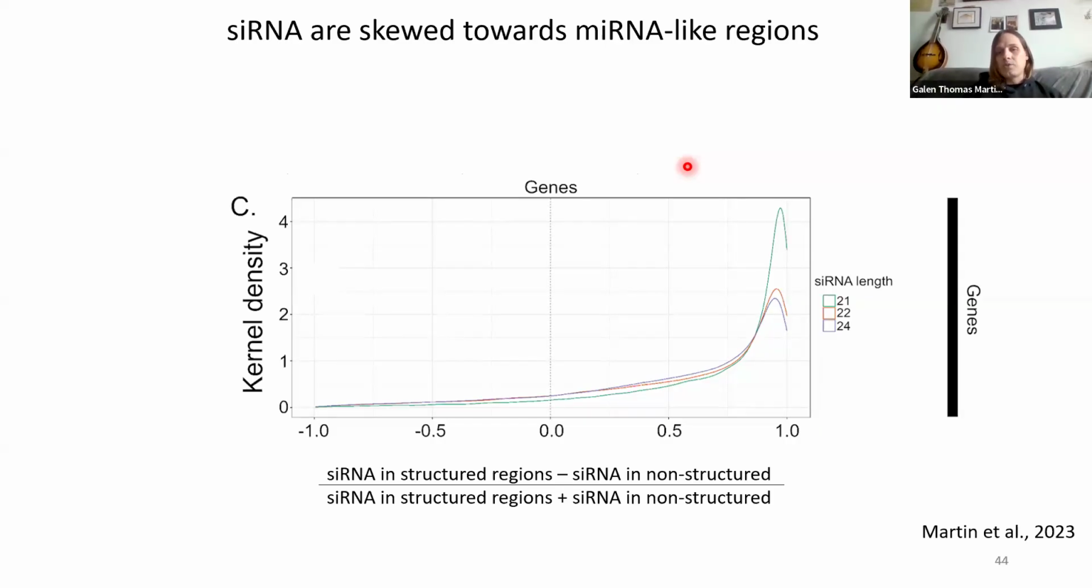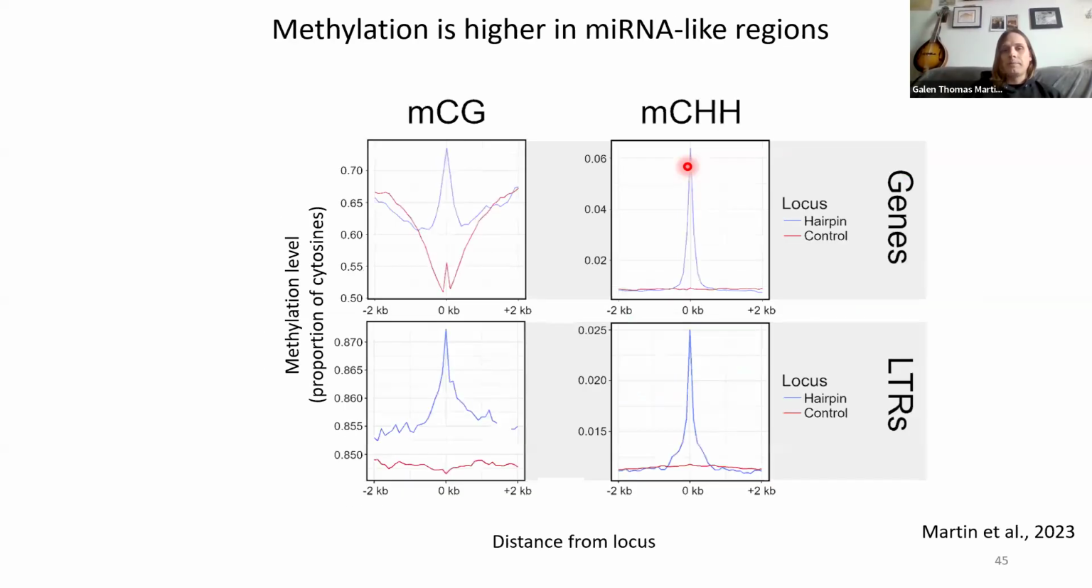Genes, the vast majority of small RNAs in genes tend to map to the structured regions within those genes. So even though genes tend to have less of these microRNA-like regions than copia elements, for example, the microRNA-like elements that do exist within genes tend to have this pattern very strongly. We also find that there's a peak of methylation at these hairpin microRNA-like loci compared to just random sites across all of these different types of elements.